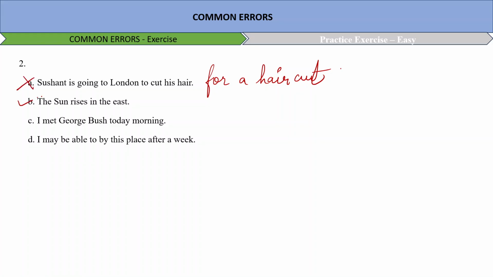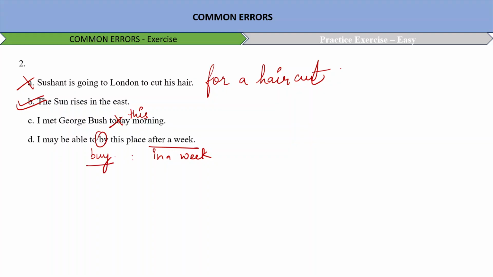The sun rises in the east. Completely correct sentence. I met George Bush this morning. I may be able to buy this place after a week. Buy this place in a week. And of course, this is not this buy, it will be buy.